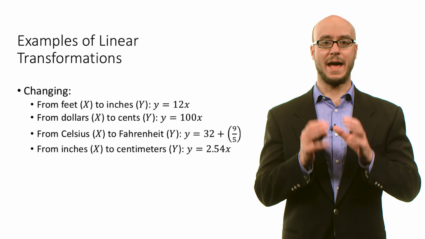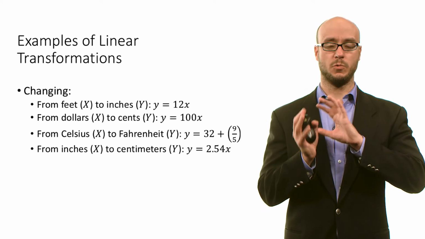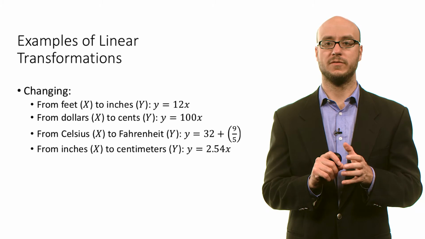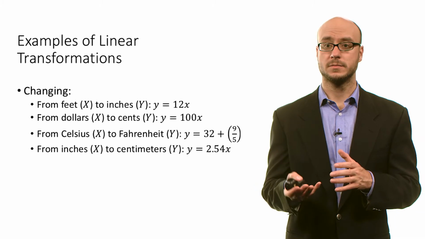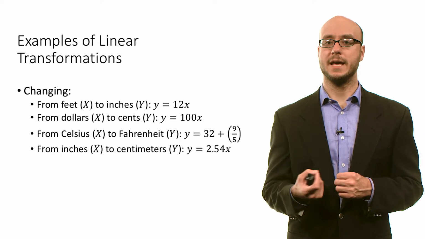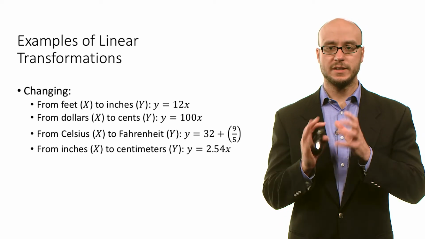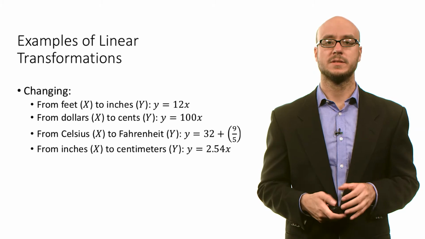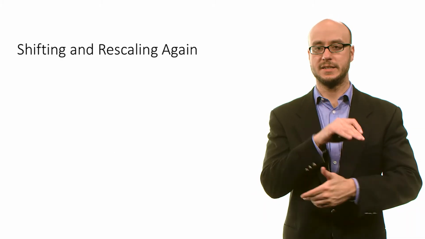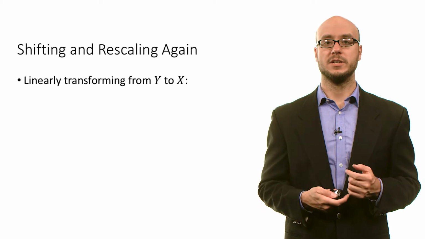Here, if you have 1 inch, right, and you want to change that value to centimeters, you multiply 1 by 2.54, and you add 0. So in this case, b equals 2.54, a is 0, and that linear transformation will spit out centimeters. Right? We can also think of shifting and rescaling in a slightly different way by rearranging the terms.